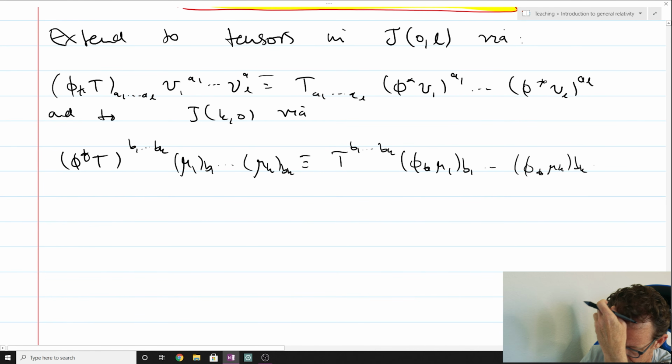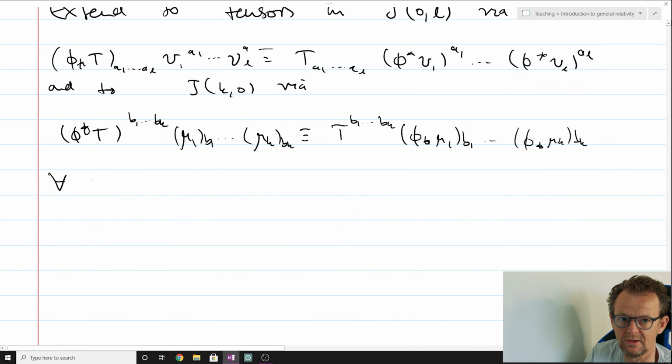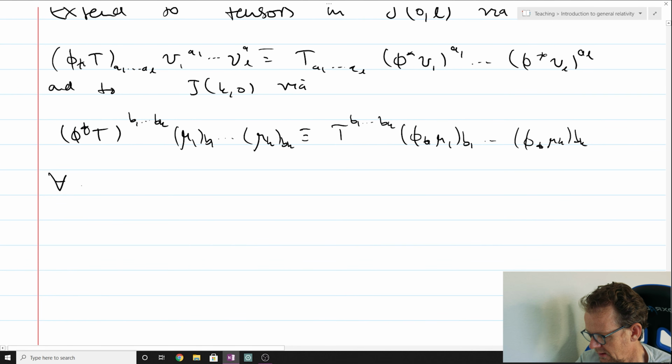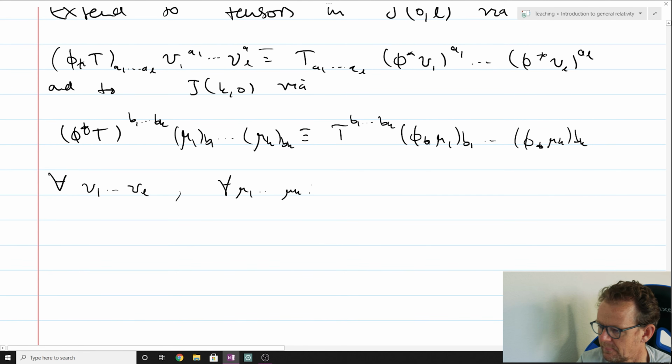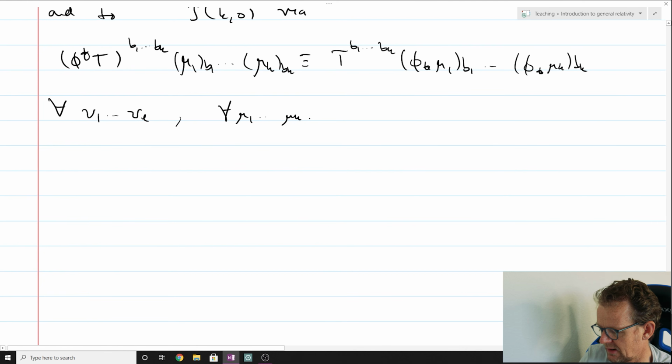This is what you get. It's essentially natural. There's no way you would have a hard time arguing that this is not the right way to do things. So this is for all v1 through to vl and for all mu1 through to mu k. So once you've got a map between two manifolds, then very quickly you can build maps between tensor objects on these manifolds. But note the directions of these arrows, right?